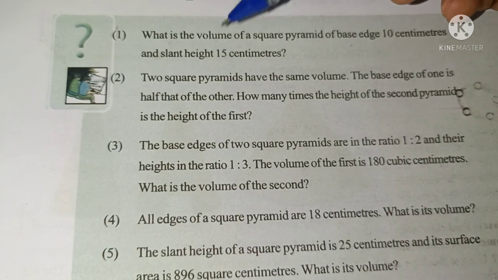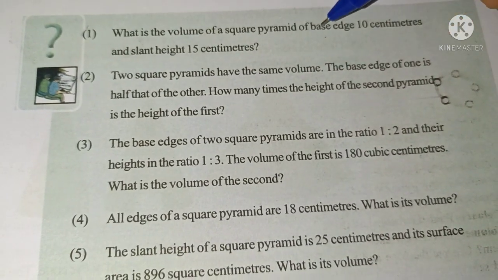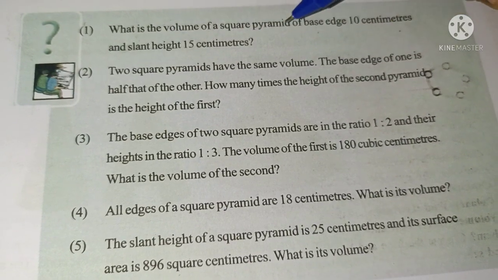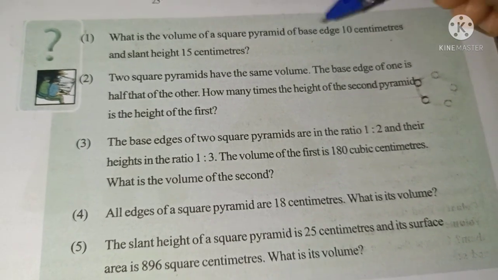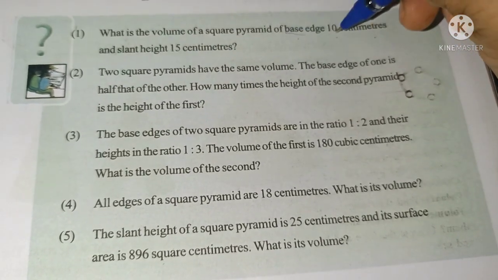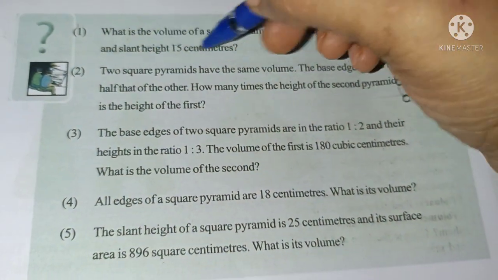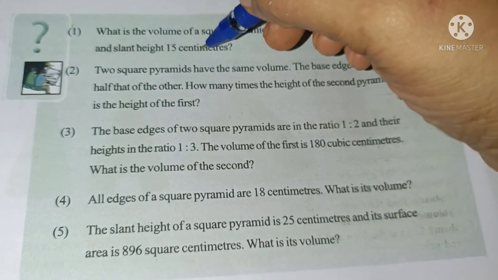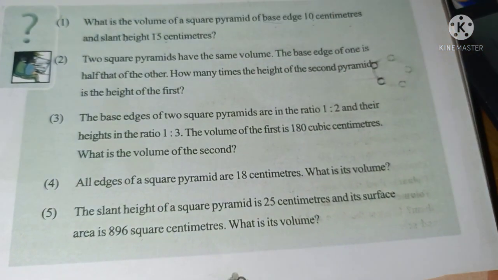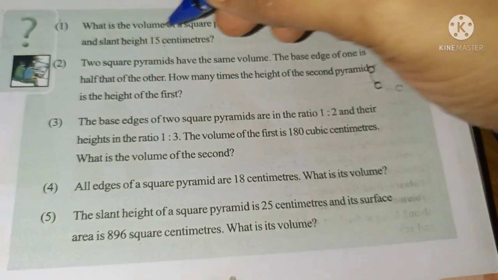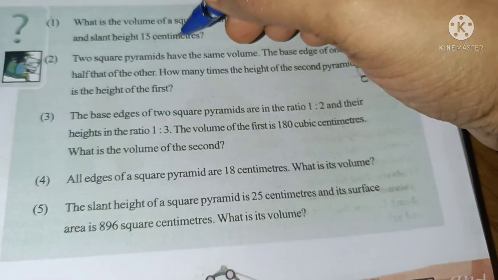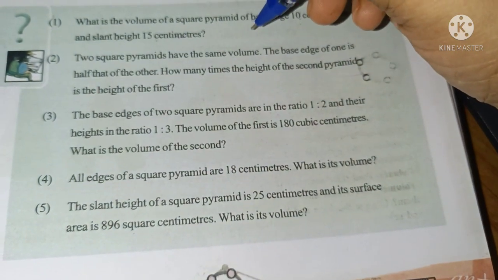First question. What is the volume of a square pyramid of base edge 10 centimeters and slant height 15 centimeters? Here we have the base edge, from which we can find the base area, but here we have the slant height, not the height of the pyramid. So first we need to find the height of the pyramid. If we have the height and base edge, then we can find the volume.